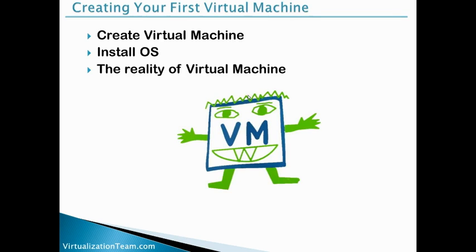In this lesson, the task we want to achieve is connecting to the ESXi host we created in the last lesson through the vSphere client. After installing the vSphere client, we're going to create a virtual machine. I'm going to show you how to install an operating system into that virtual machine to get it ready for your application and to make use of it. Then I'm going to show you what the reality of a virtual machine is, where that virtual machine is living and where it's running, and what it really is. Alright, so let's get started.